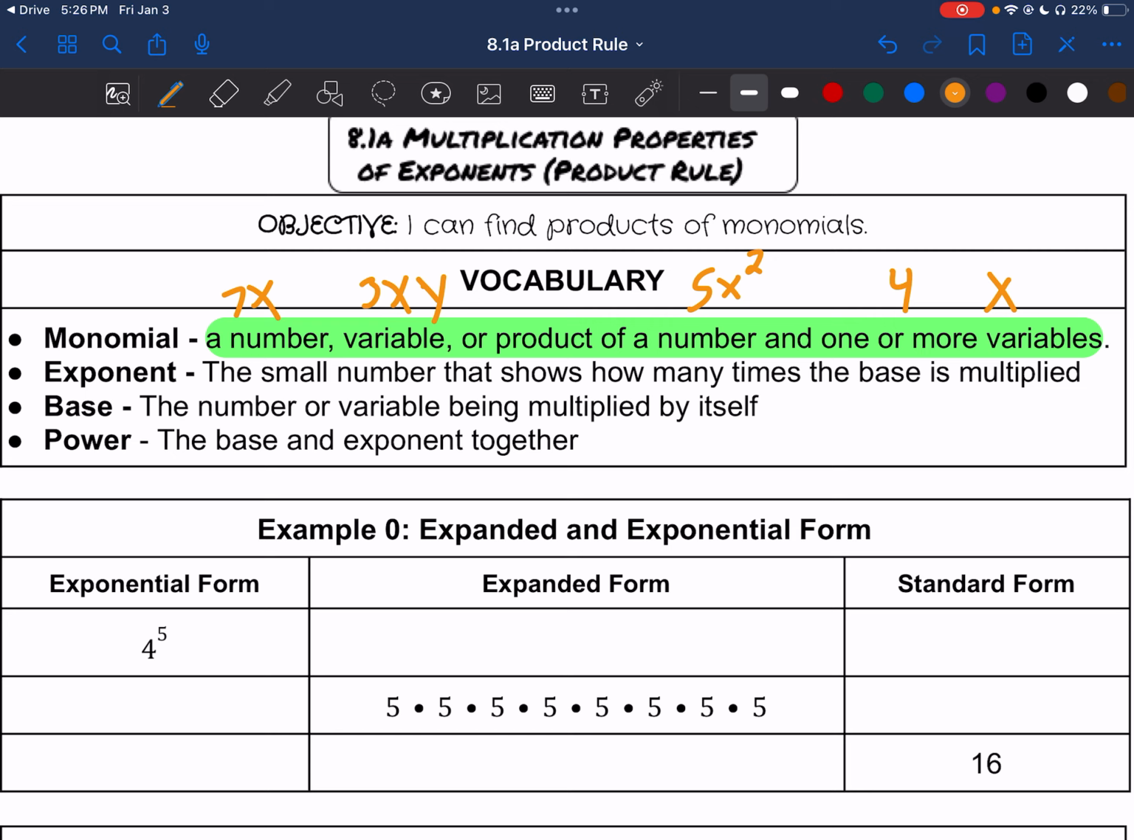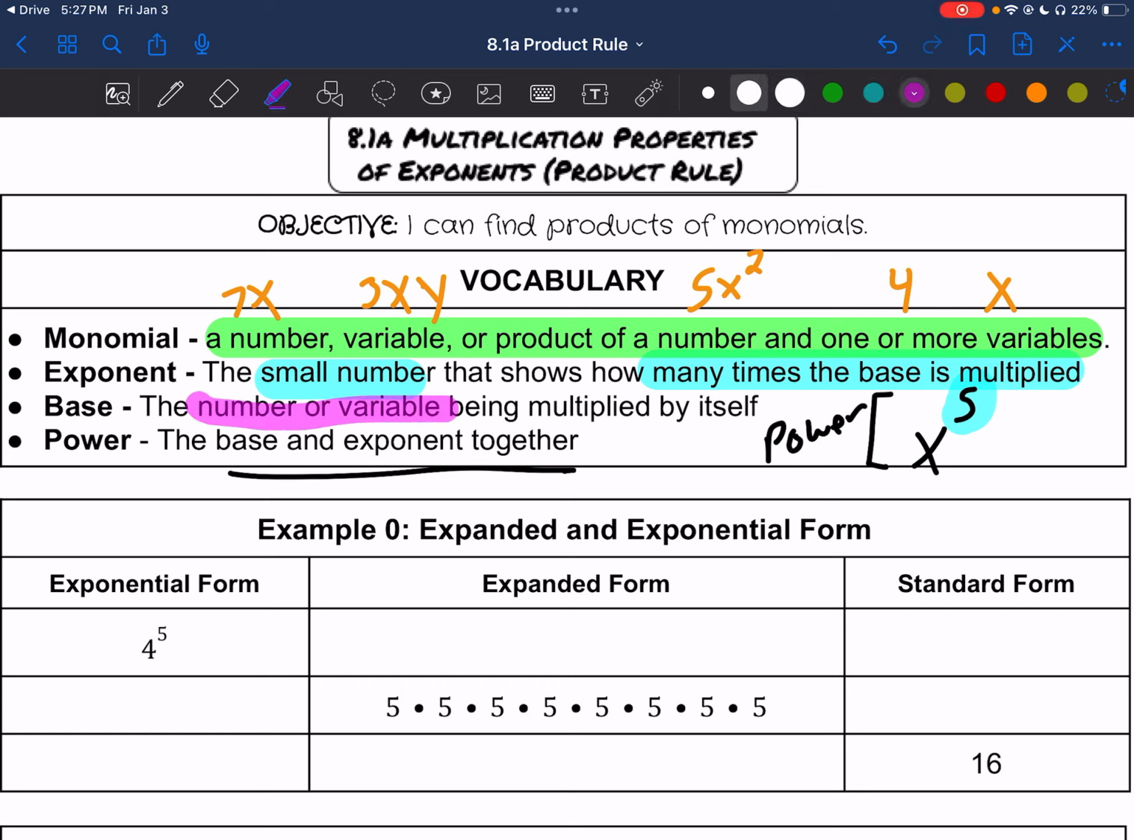Now, we have exponent, base, and power. So a power is going to be the entire thing that we're going to talk about. So we're going to have x and we're going to have a 5. So a power is the whole thing. Okay, a power is the base and the exponent together. The exponent is the small number that shows how many times the base is being multiplied. And it's that number right there. The base is the number or variable being multiplied by itself, and it's that. So a power is the entire thing.